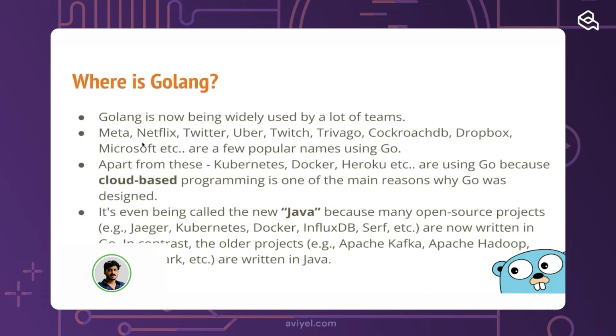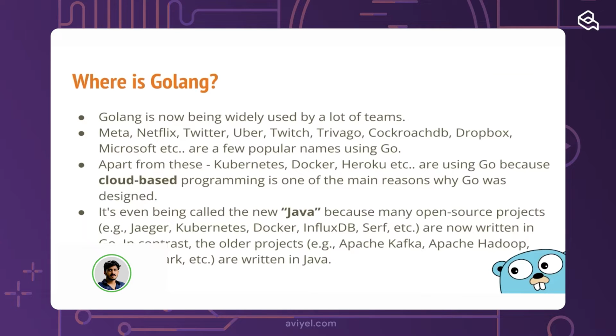So now, where is Golang used? Golang is now being widely used by a lot of awesome teams. Very popular examples are Meta, that is Facebook, Netflix, Twitter, Uber, Twitch, etc. Apart from this, a lot of open source projects like Kubernetes, Docker, Heroku, which are currently the main players out there, are also using Go as their main language. Why? Because Go is oriented toward cloud-based programming.